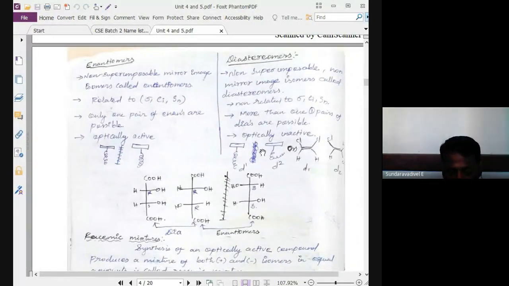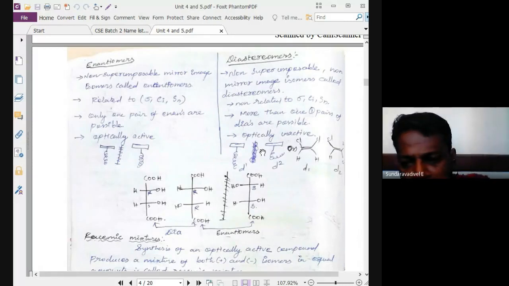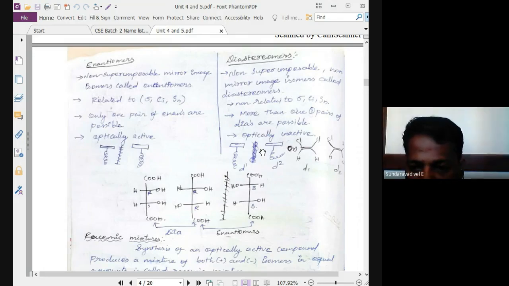So, students, is there any doubt while you are solving that RS configuration, which I shared last time? I gave so many examples of RS configuration.